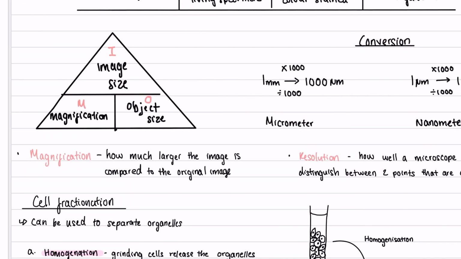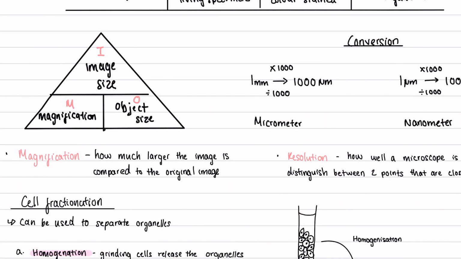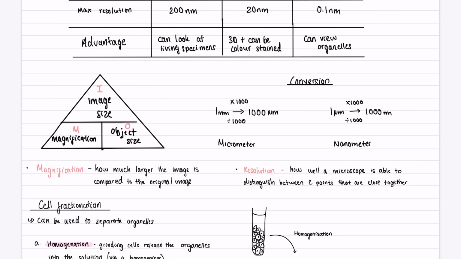Let's get some terminology out of the way first. Magnification is how much larger the image is compared to the original image, so how magnified the image is. Whereas resolution is how well a microscope is able to distinguish between 2 points that are close together.